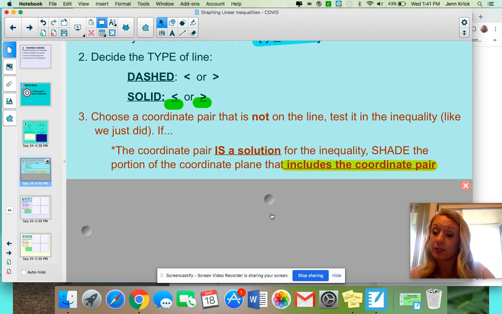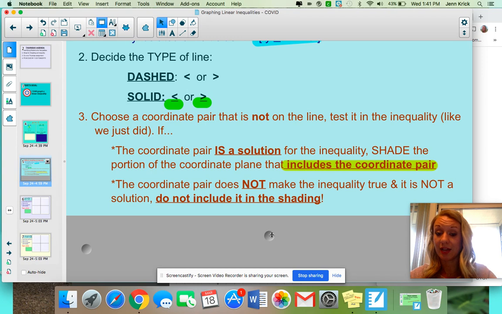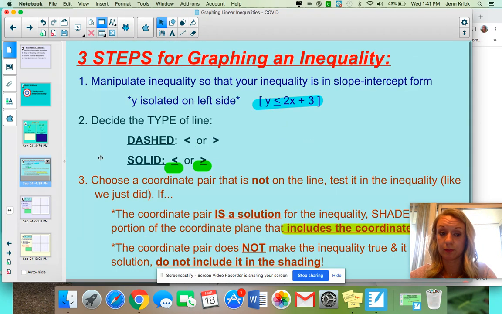However, let's say with your tester coordinate pair, you plug it in and it makes the inequality false. You are going to shade the region that does not include that coordinate pair. So if you plug it in and it makes it false, you're going to shade the other region, the one that doesn't include that coordinate pair. And I'll show you that within the next few examples to make sure that you understand.